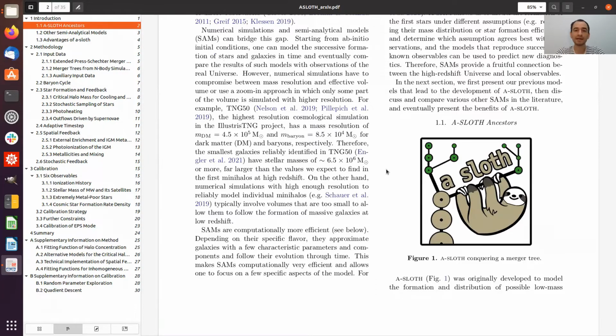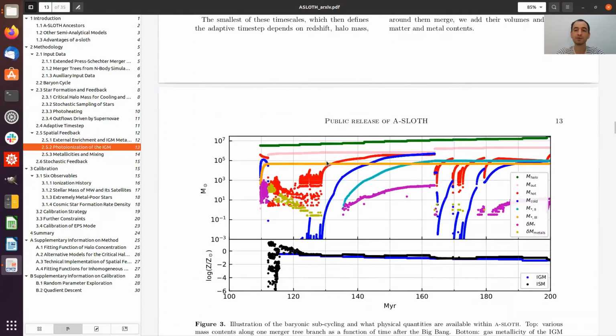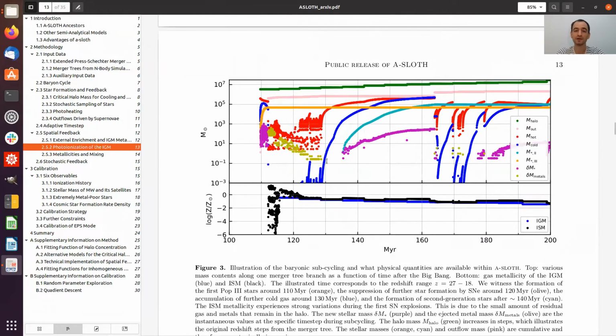Now, there are many subgrid models in A-SLOTH, input parameters, and we have like a 10-page section on the methodology that you can please have a look at if you're interested. To summarize these, I would like to show you the following figure 3 in the paper, which shows the baryonic evolution in one of the branches.